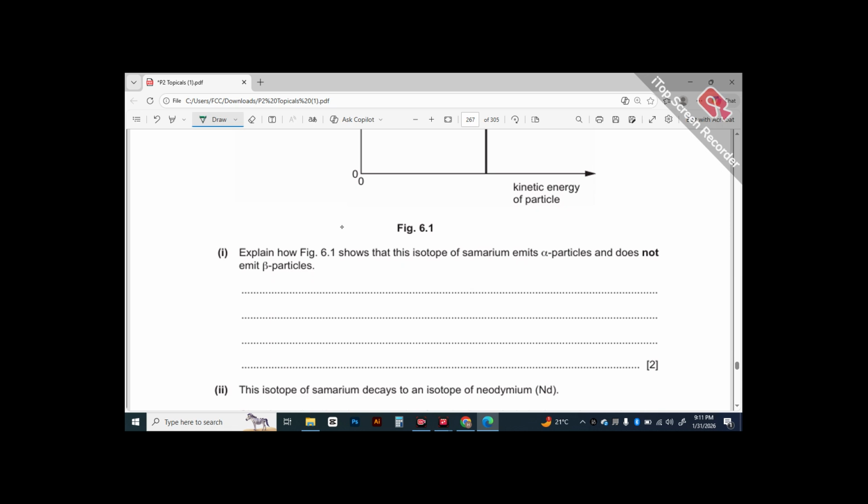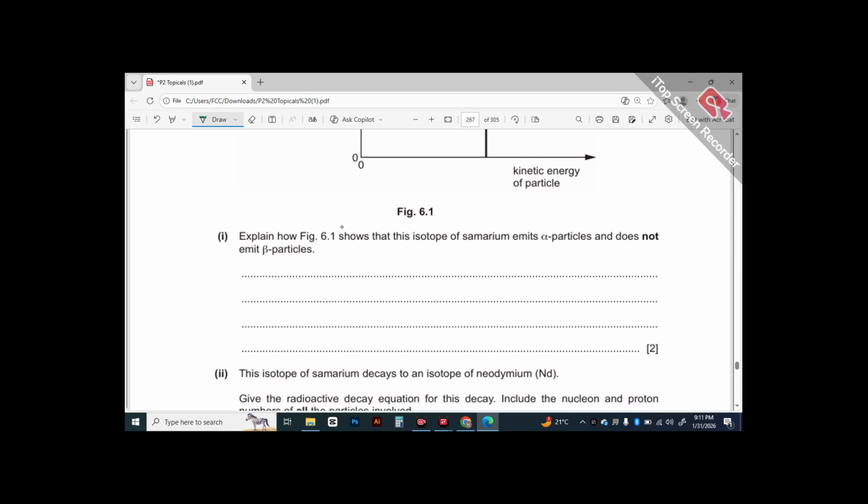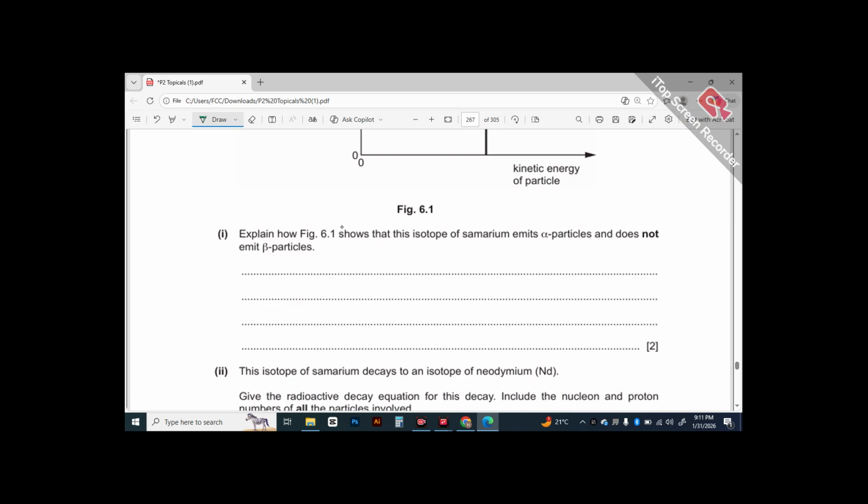Explain how this figure shows that this isotope of samarium emits alpha particles and does not emit beta particles. Now, using the figure, how can you show it? It has to be alpha particle. Why? Because the figure shows discrete energy, and alpha has discrete energy and beta has continuous spectrum. You have to write it for 2 marks. 1 mark where you have to mention that this graph has discrete energy, it belongs to alpha, and the other to mention why it is not beta, because beta has continuous spectrum.